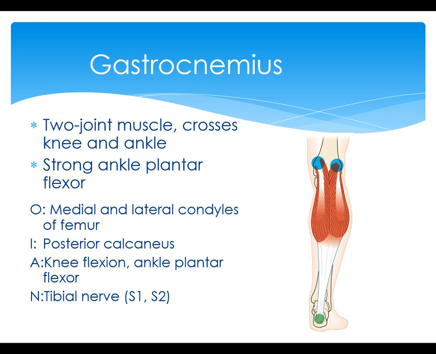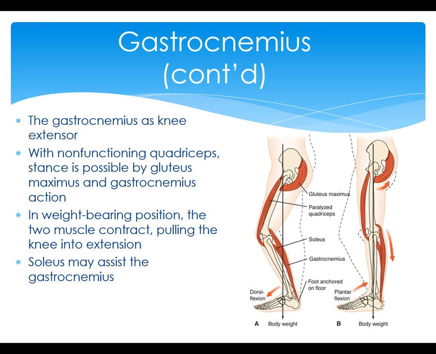The other reason that the gastrocnemius is important is because it can serve as a knee extensor. With non-functioning quadricep muscles, or the ones that perform knee extension, stance is possible by the glute max and the gastrocnemius muscle. So in a weight-bearing position, the two muscles contract, pulling the knee into extension, as you can see in the picture on the right here. The soleus may assist this as well.